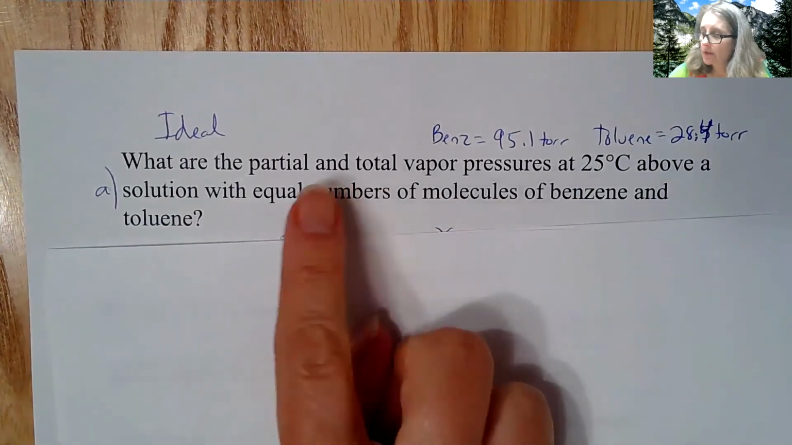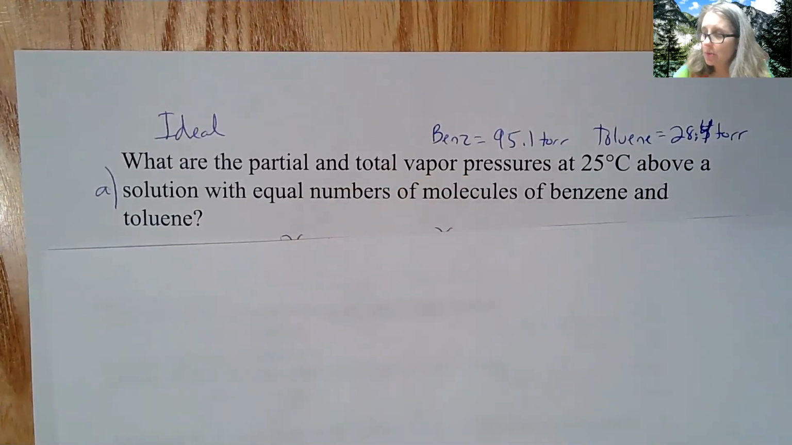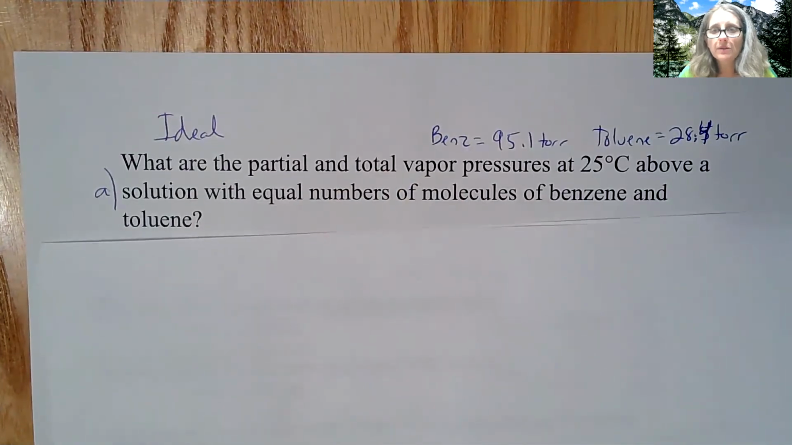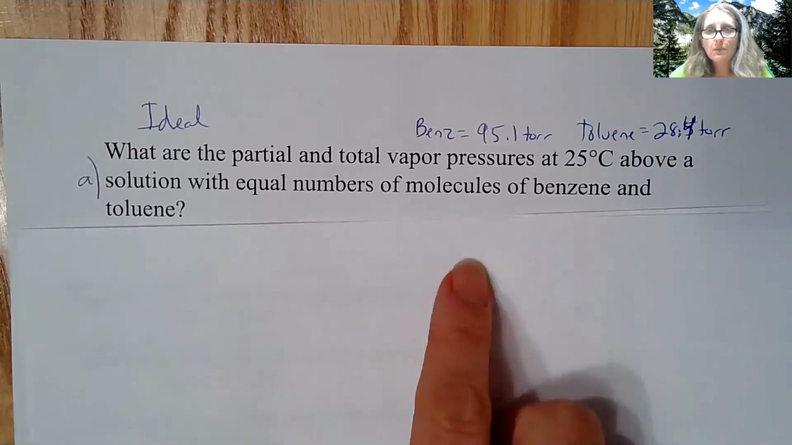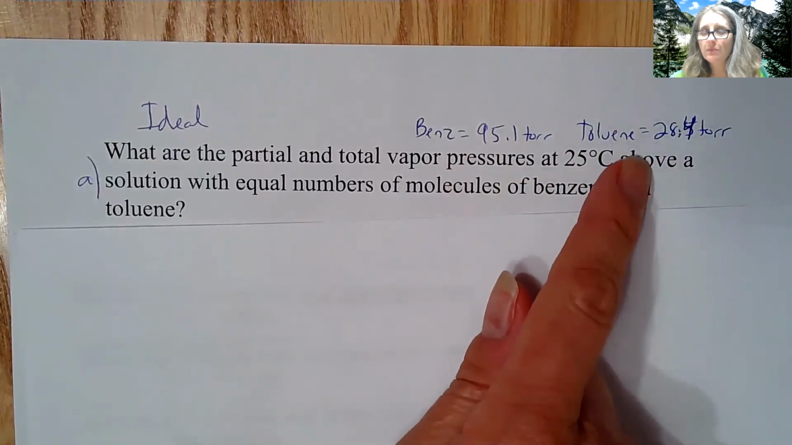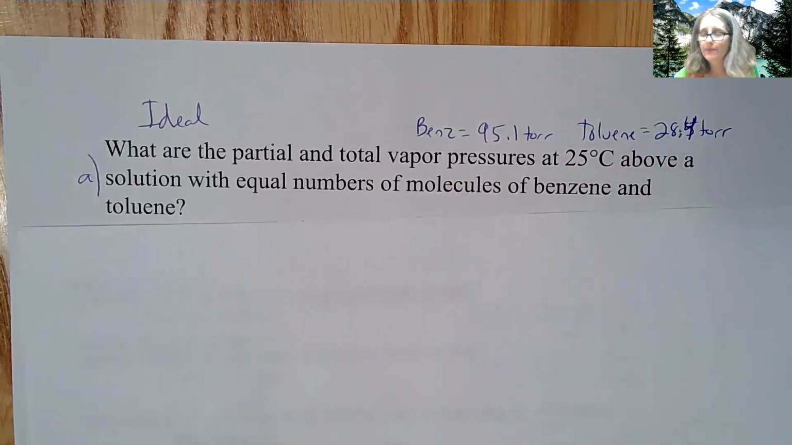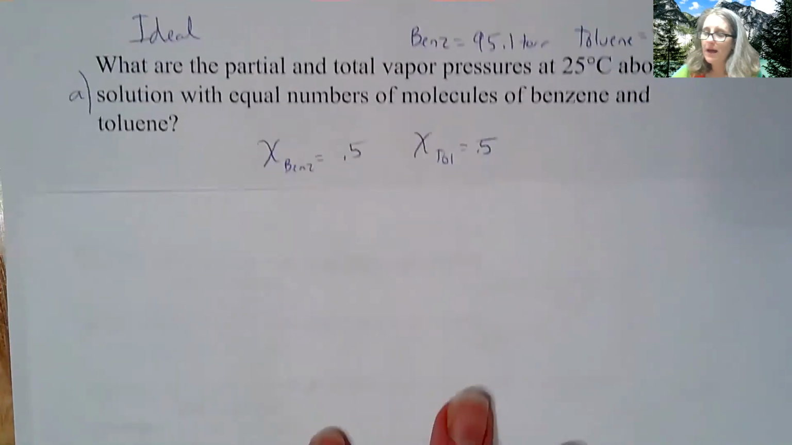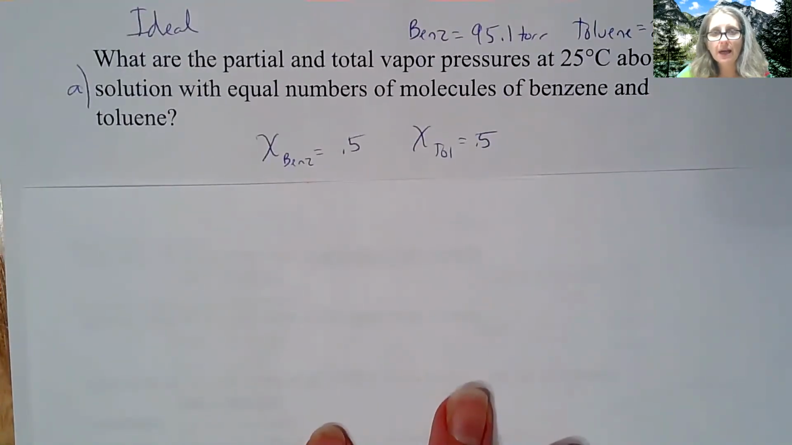So what are the partial and total vapor pressures at 25 degrees Celsius above a solution with equal numbers of molecules of benzene and toluene? So back to the other page, the vapor pressure at 25 degrees Celsius of benzene is 95.1, toluene is about 28.4 torrs. And so if you have equal molecules of benzene and toluene, that would mean their mole fraction is 0.5 for each one of those.